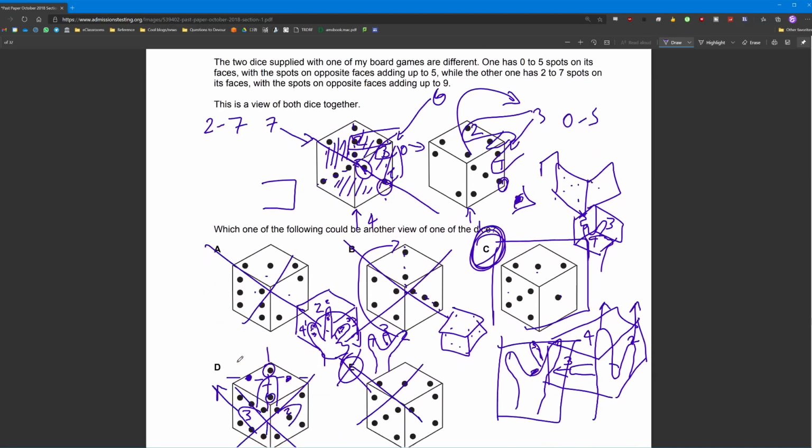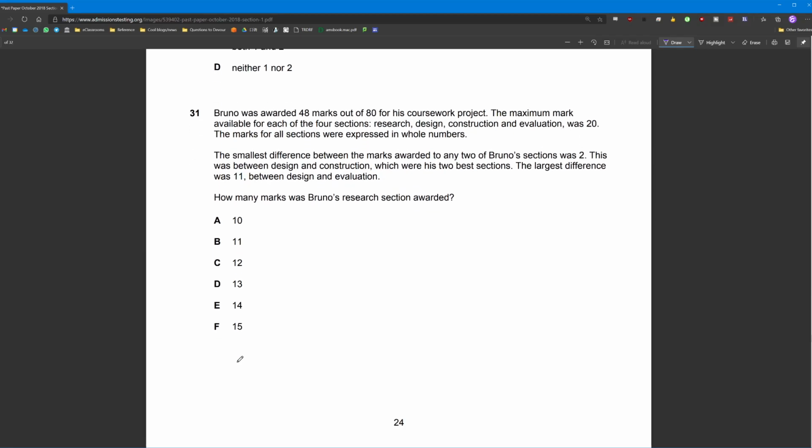Anyway, let's move on to question 31, which was the last I'm going to look at. Bruno was awarded 48 marks out of 80 for his coursework project. The maximum mark available for each of the 4 sections, R, D, C, and S, was 20. The smallest difference between the marks awarded to any of the sections was 2. This was between design and construction, which were his 2 best sections. The largest difference was 11 between design and evaluation. Oh, why did I write S for evaluation? Anyway, between design and evaluation.